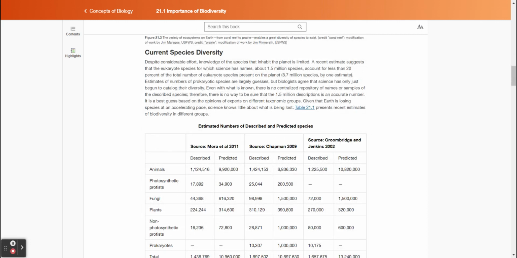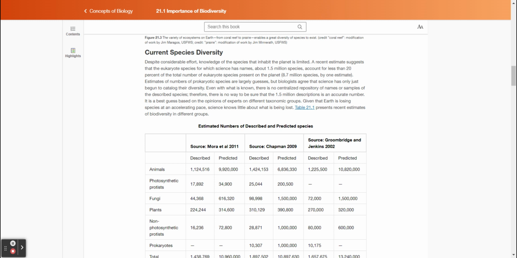Current species diversity. Despite considerable effort, knowledge of the species that inhabit the planet is limited. A recent estimate suggests that the eukaryote species for which science has names, about 1.5 million species, account for less than 20% of the total number of eukaryote species present on the planet, 8.7 million species by one estimate.